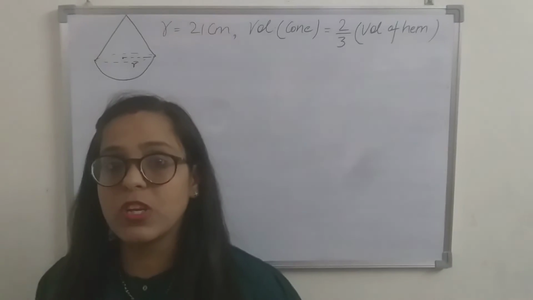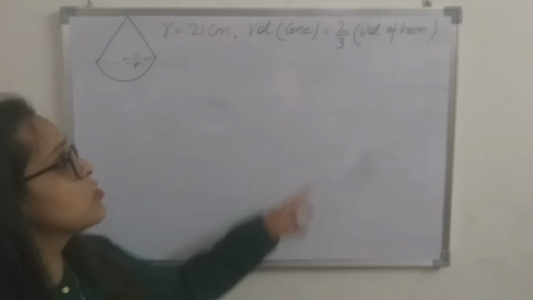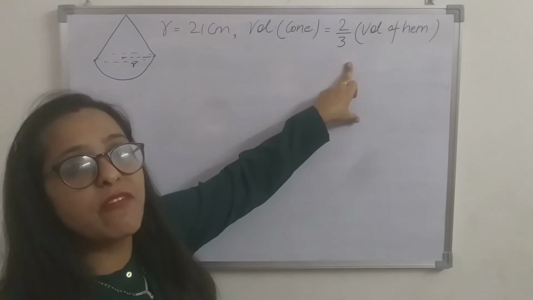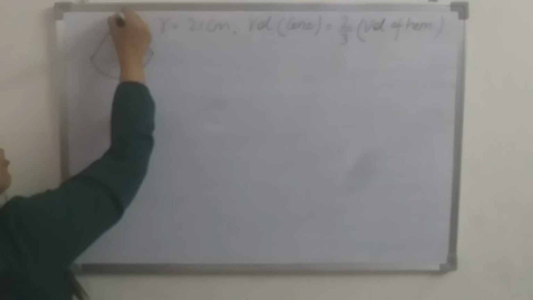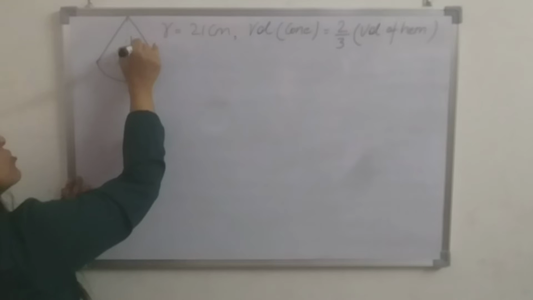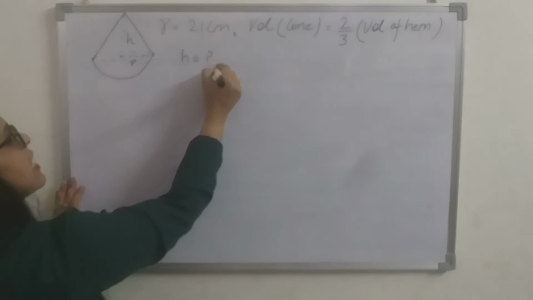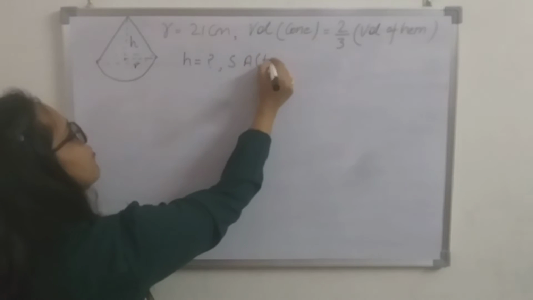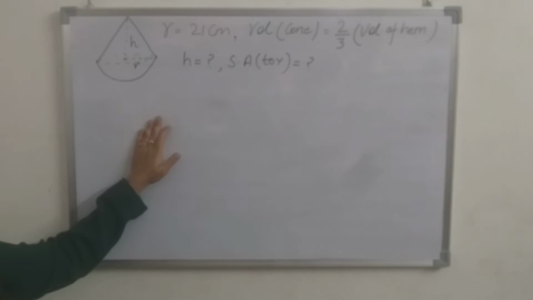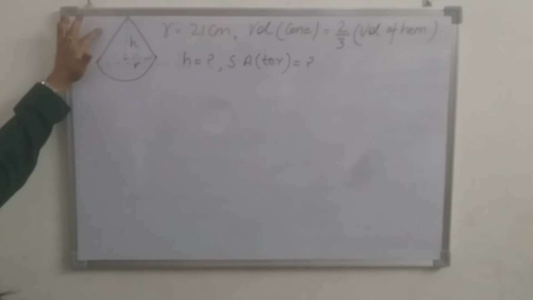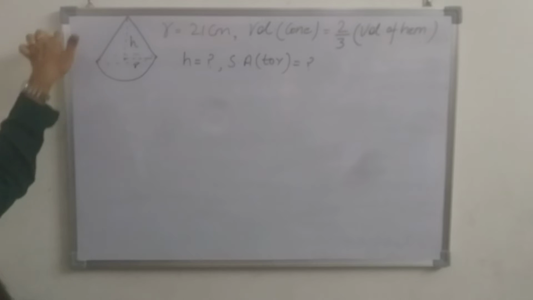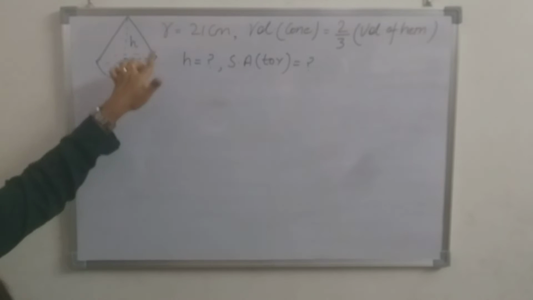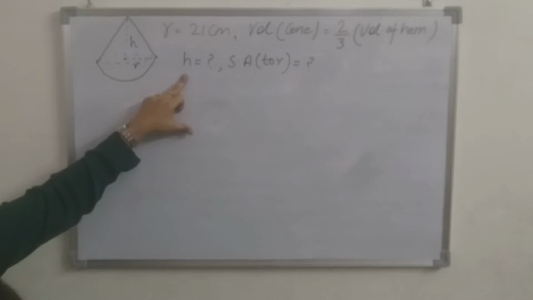If the radius of the cone is 21 centimeter and its volume is 2 by 3 the volume of the hemisphere, then find the height of the cone and the surface area of the toy. We need to find the height of the cone. Let's say it is h. So we need to find h, and second, the surface area of the toy. I have written all the information over here. Now it will be easy for me to solve the question, and I have drawn the diagram also. See, h we need to find, and the surface area of this whole toy.